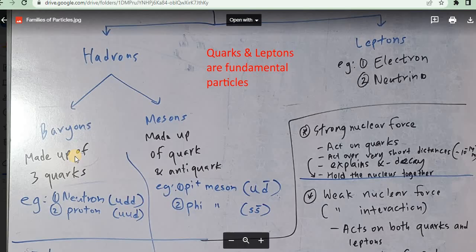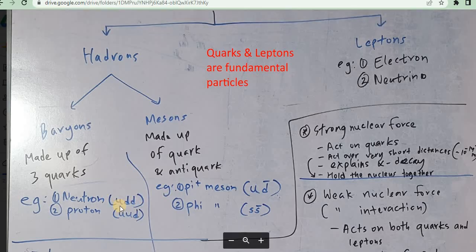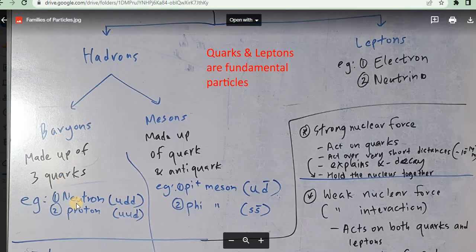So baryons are made up of quarks, 3 quarks. For example, neutron. Neutron is made up of 1 up quark and 2 down quarks. We write it like this: UDD. Up quark, down quark, down quark. Proton is made up of 2 up quarks and 1 down quark. Okay, so examples of baryons are neutrons and protons, because they are made up of 3 quarks.